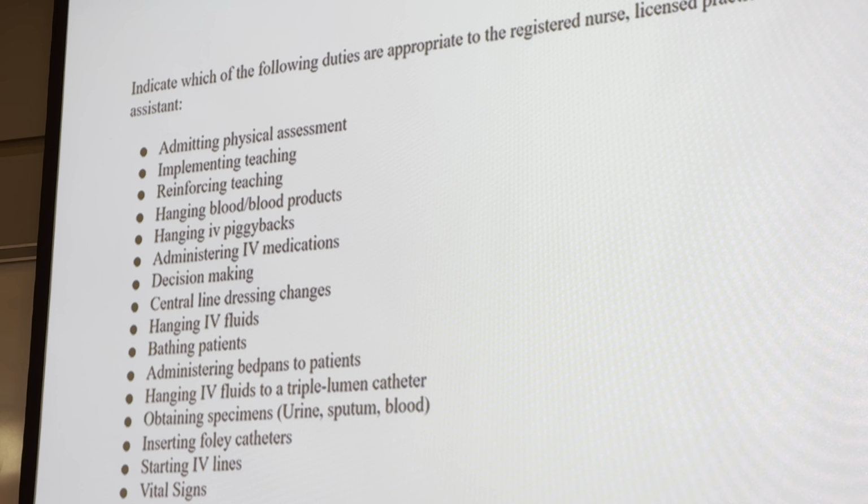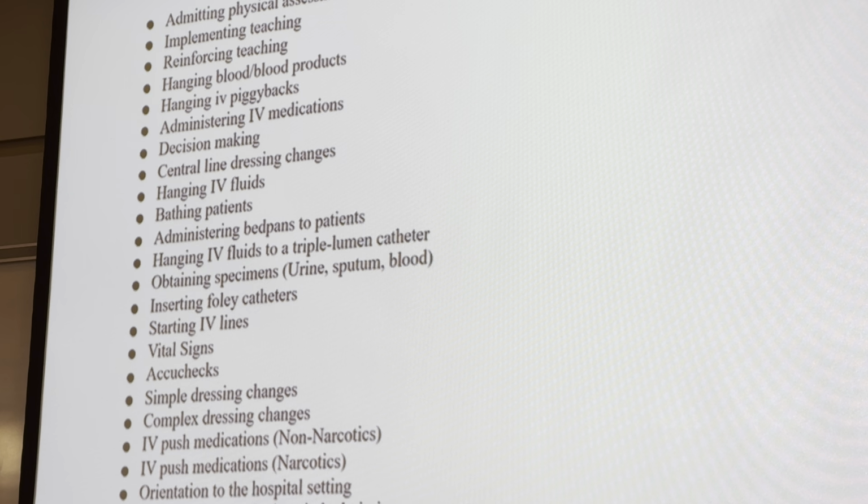Central line dressing changes: RN. If you're certified as an LPN to do sterile changes, sometimes they'll allow the LPNs to do those as well. Hanging IV fluids: RN and LPN. What about bathing a patient? All of them. Administering a bedpan: all of us.